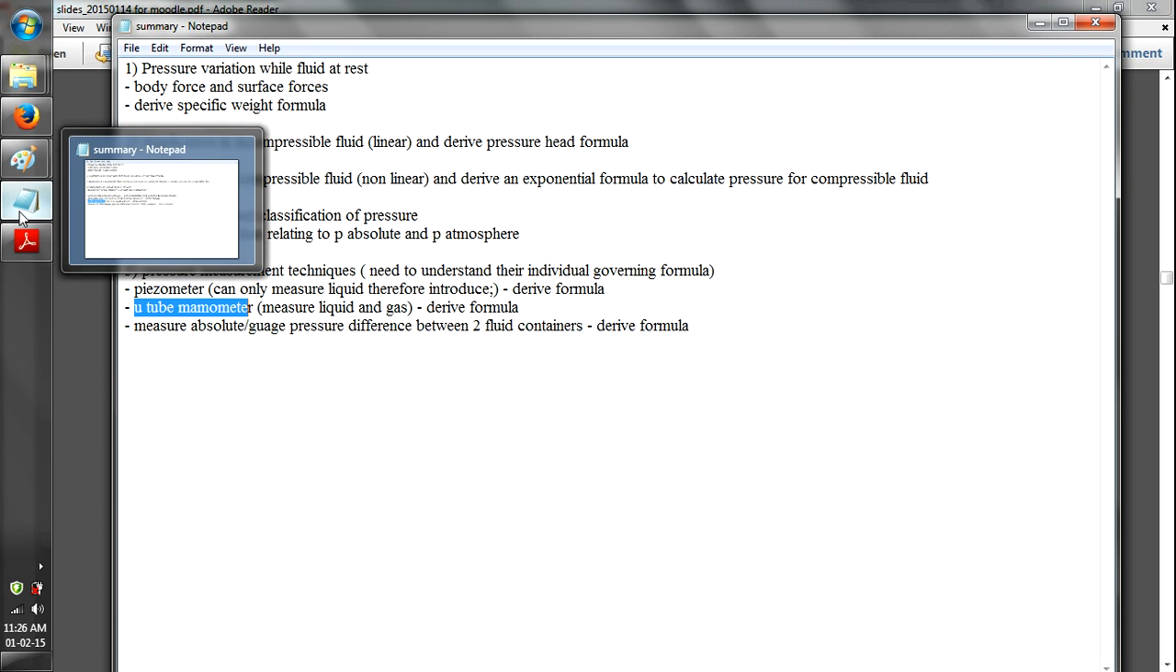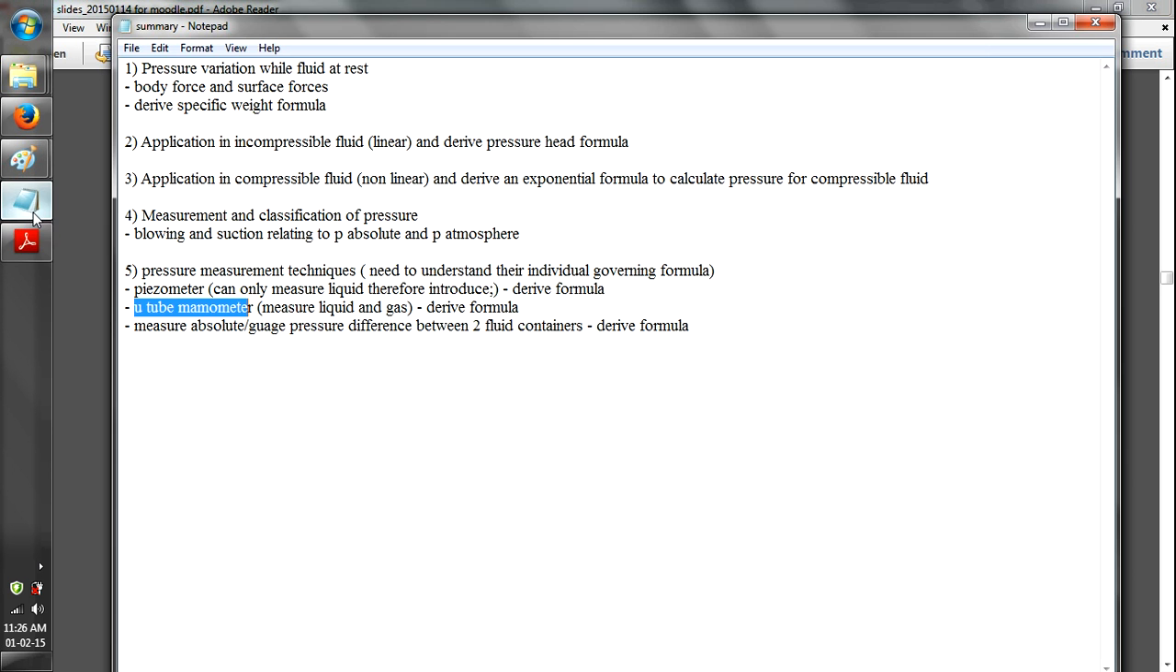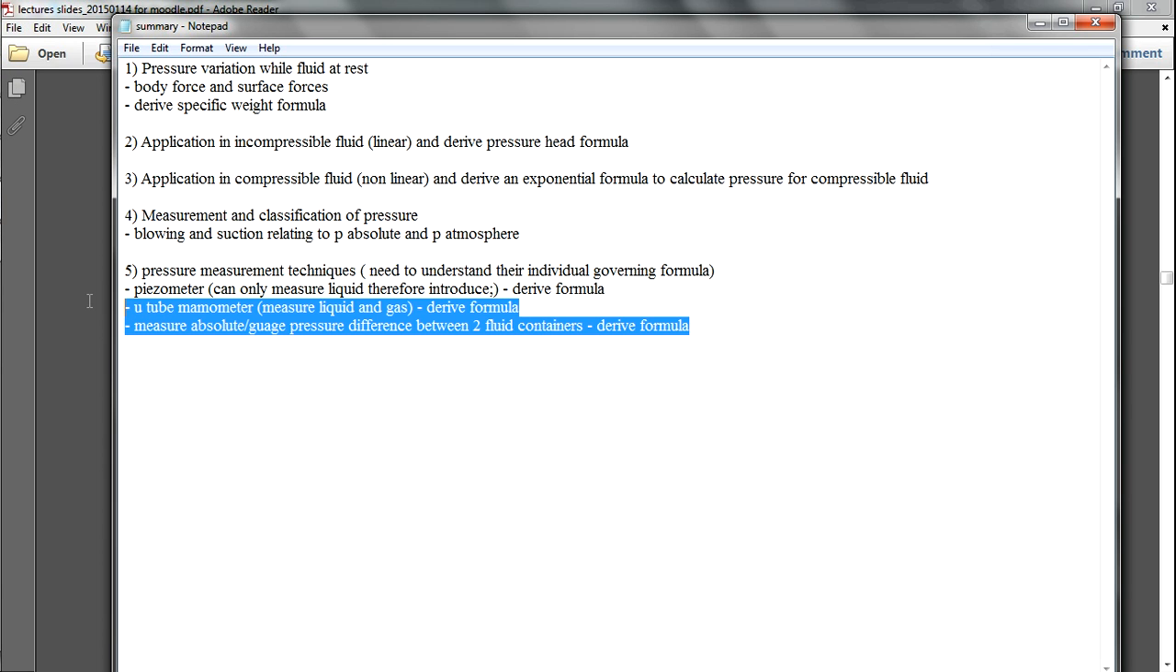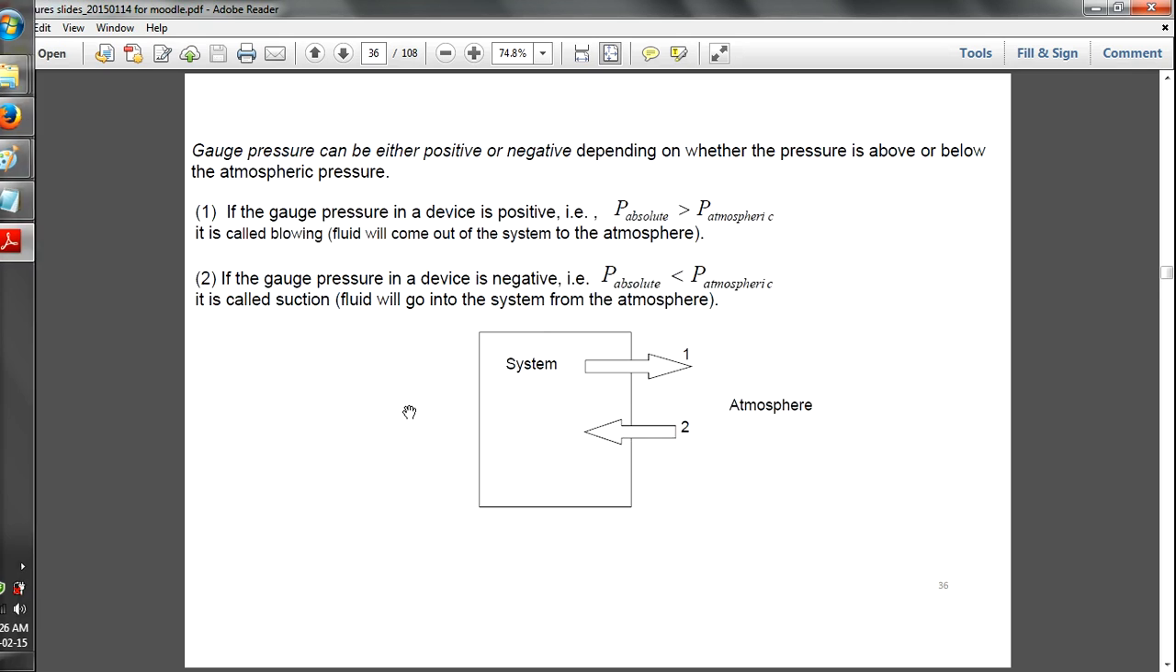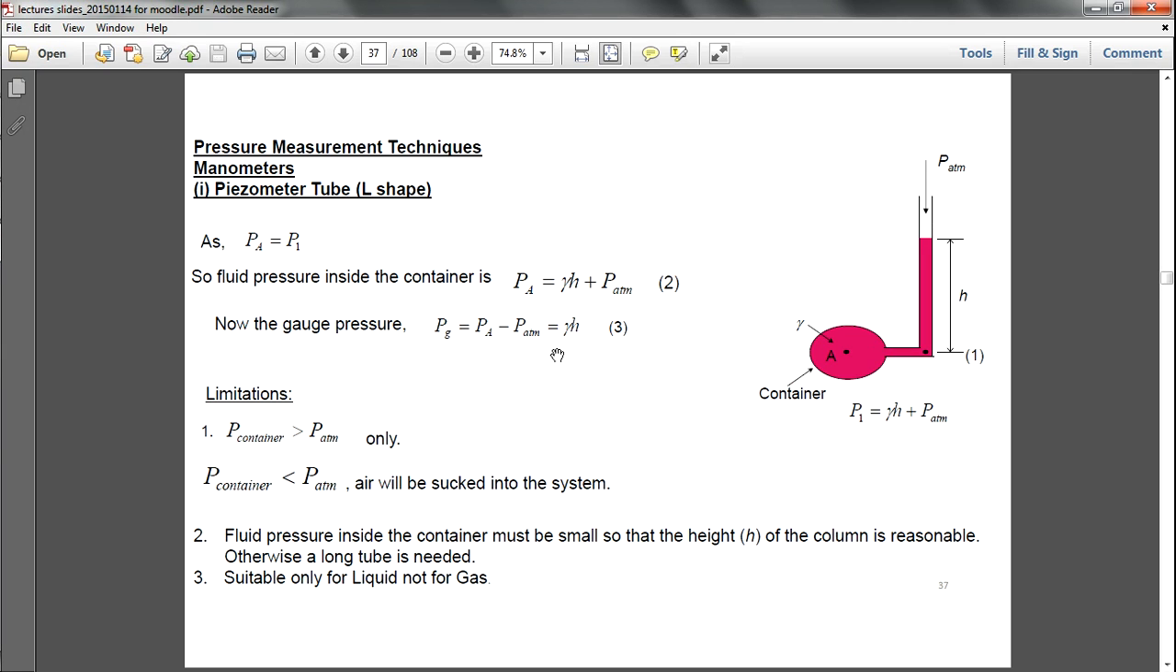In the next video I'll talk about deriving the formula. As you can see, for this portion you only need the understanding. The formula is already given.